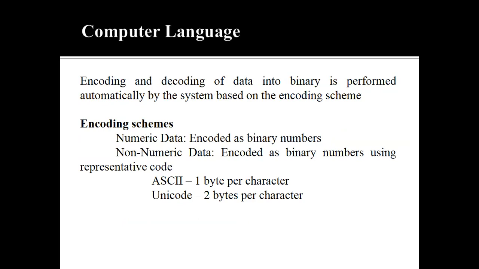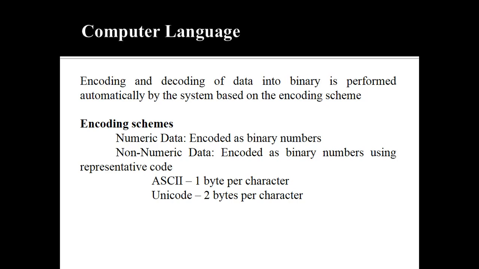Encoding and decoding of data into a binary number is performed automatically by the system based on the encoding scheme. If you give a specific code or data in the form of 0 and 1 to the computer, it will decode that 0 and 1 and perform that specific function. It is very hard to write code in binary numbers.